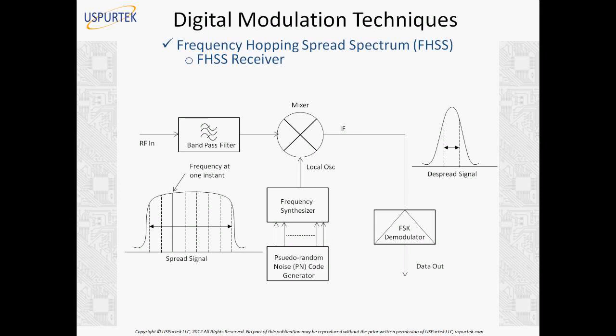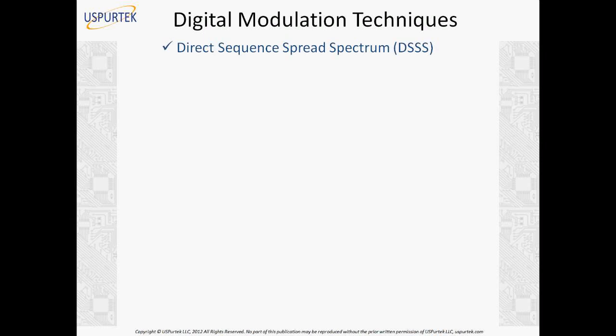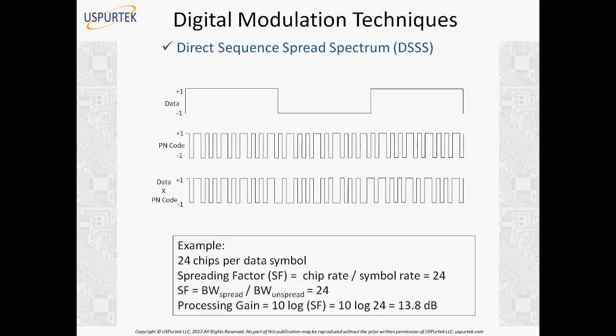So here, instead of hopping the frequency in the oscillator, we expand the bandwidth in a different way. We have a data pulse here with amplitudes of +1 and -1. It could be volts, microvolts, or millivolts, whatever you want. This data stream is multiplied with a PN code, which is again a range of pulses, also called chips. In a typical example here, we use 24 chips per data symbol, so for each data symbol, we use 24 chips to expand the bandwidth.